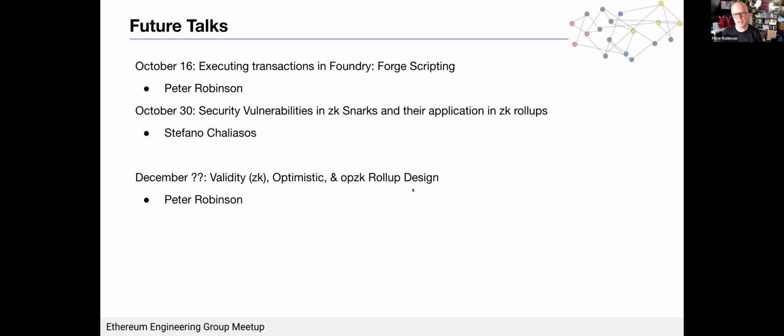We've got me talking about Forge scripting in 2 weeks' time. We've got the security vulnerabilities in ZK SNARK systems. And then on November the 13th, Raghavendra is going to talk about a new style of app chains coming out of Supra. And then probably as the final talk of the year, I'm going to talk about the overall design space for optimistic and ZK rollups, and try to explore what the various companies have done, what the trade-offs are, and how that all works.